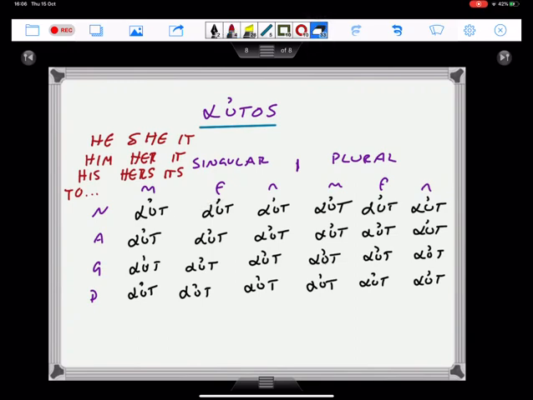So thinking about the endings, you're just going to add the endings you've already seen onto the root aut. Notice the breathing mark on aut, it's a smooth breathing. Autos, aute, auto, auton, auten, auto, autou, autes, autou, autoi, autai, auta, autous, autas, auta, auton, auton, auton, autois, autais, autois. So once you know your definite article, you've now got the pattern for a huge number of other things.